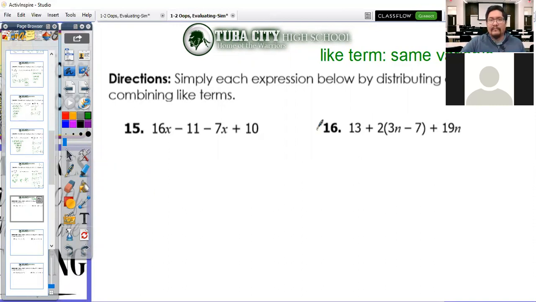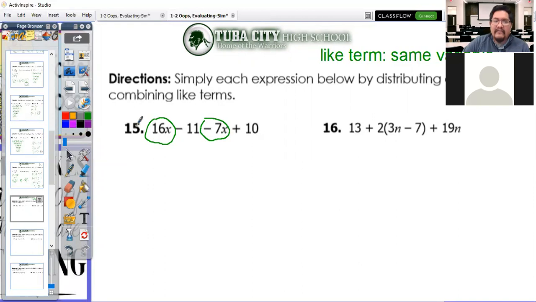So a term is a group. So 16x is a group. Now it's not the same as the parenthesis kind of group, but in this case, it also includes any signs like positive or negative.